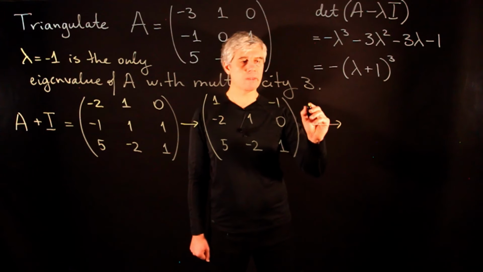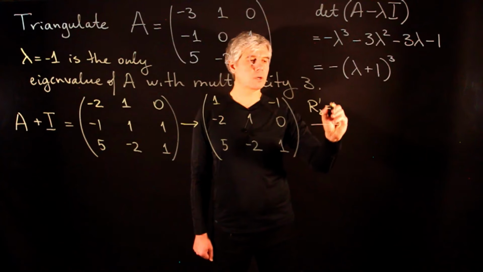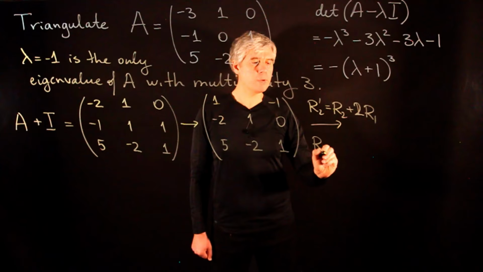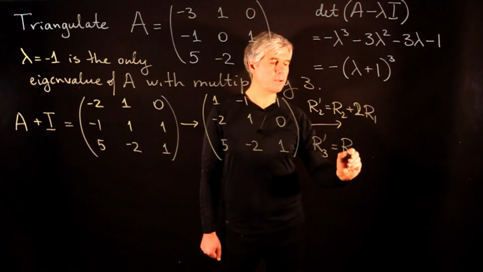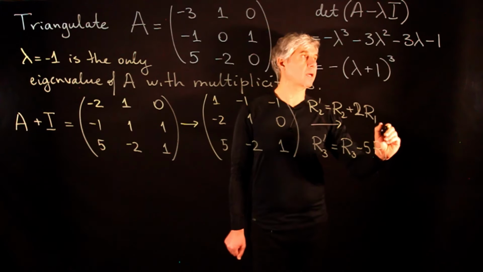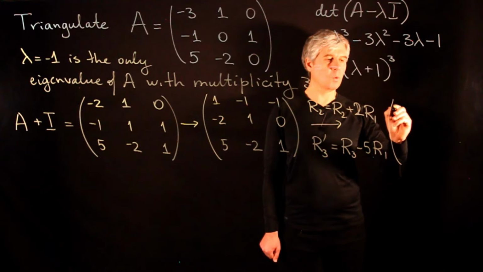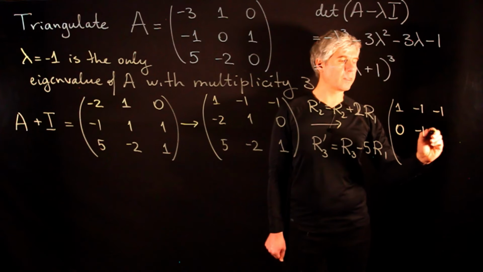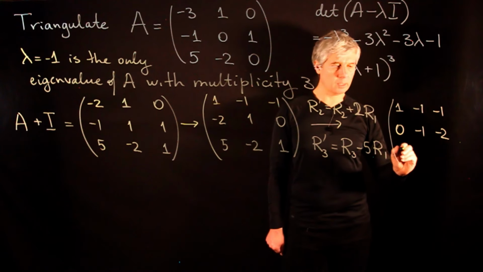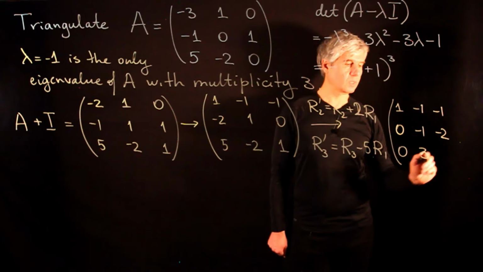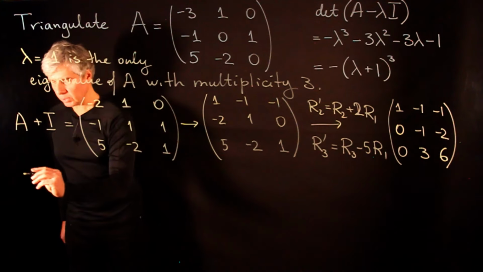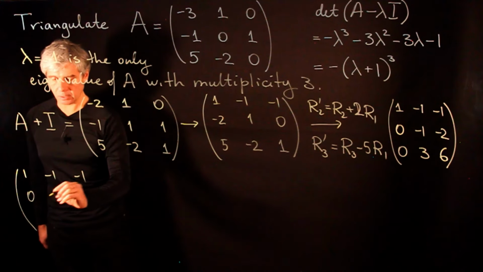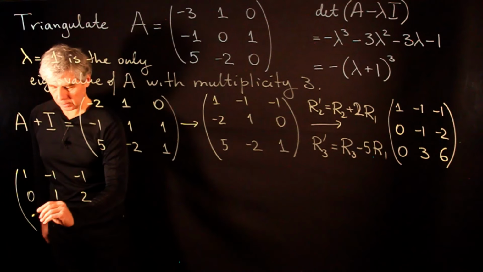Then we say that new row 2 is row 2 plus 2 times row 1, and the new row 3 is row 3 minus 5 row 1. And then we get the matrix 1, minus 1, minus 1; 0, minus 1, minus 2; and 0, 3, 6. Then we switch the sign of the second row. We get 1, minus 1, minus 1; 0, 1, 2; 0, 3, 6.